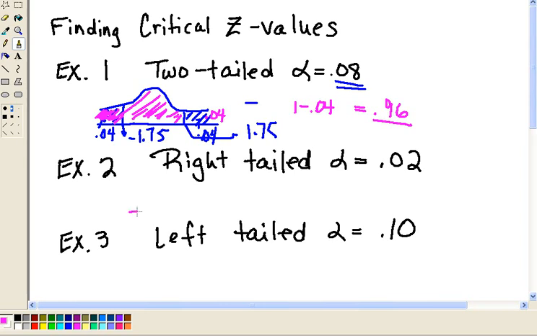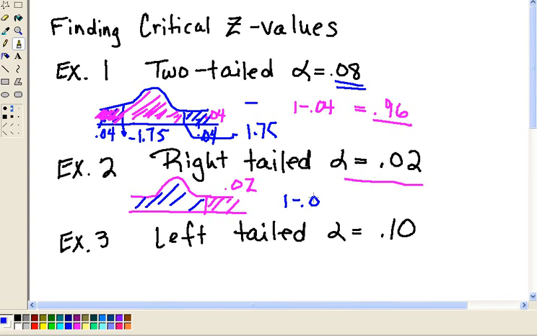Let's try another example where we're doing a right-tailed test. For this one, I don't divide by 2 because it's not two-tailed. My alpha equals 0.02, and that's an area or a probability. It tells me that I want an area over here of 0.02. Now the problem becomes that my chart only gives me left-hand areas. So I want to take 1 minus 0.02 and look that up in the table. That's going to give me 0.98.